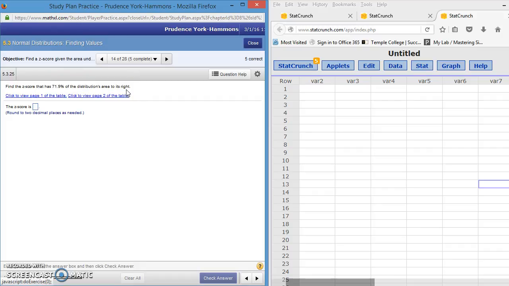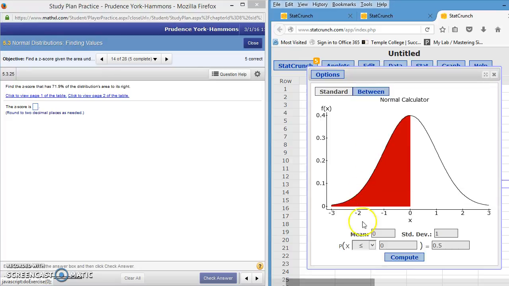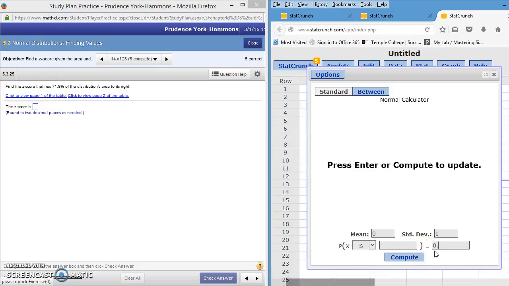When we were looking at cumulative probabilities, we were looking at everything on the left. So this is the case where you'd still use stat with your normal calculator. We're looking for z-score, so we still need a mean of 0 and a standard deviation of 1. And my area, I've got to change that percent to a decimal. I've got to take that decimal and move it 2 places to the left. So that's 0.719 as a decimal without the percent sign.